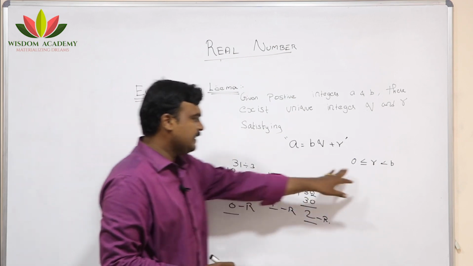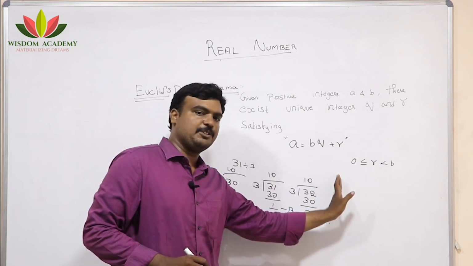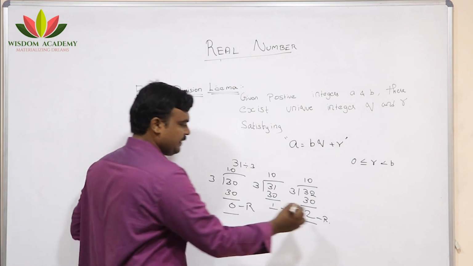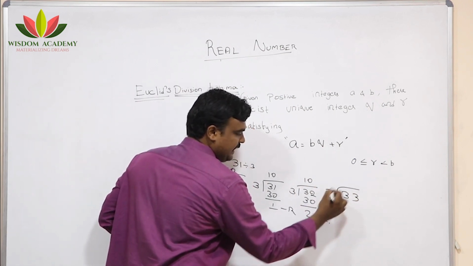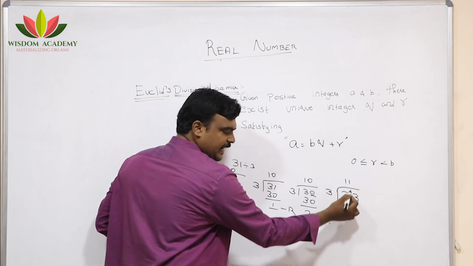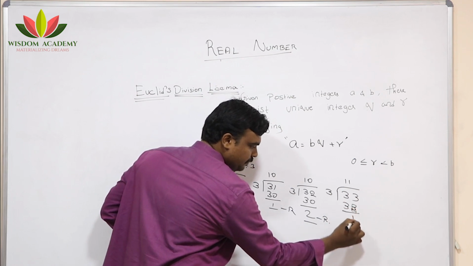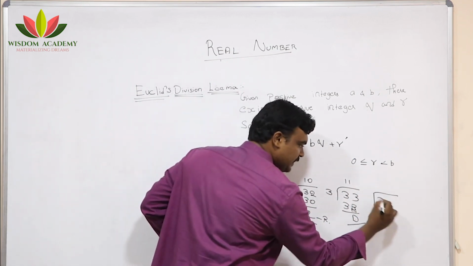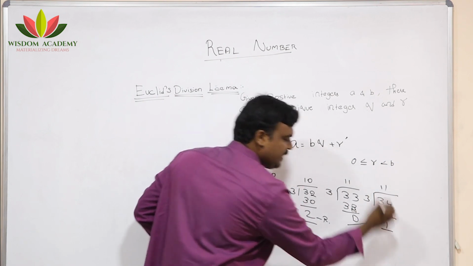That's what he is saying: my remainder, when I am dividing, will be greater than or equal to 0, but definitely it will be less than my divisor. If I increase the number by 1, now it will be 33 by 3. Now my quotient will increase, but my remainder once again will go to 0. If I further increase one number, I will increase the remainder by 1.